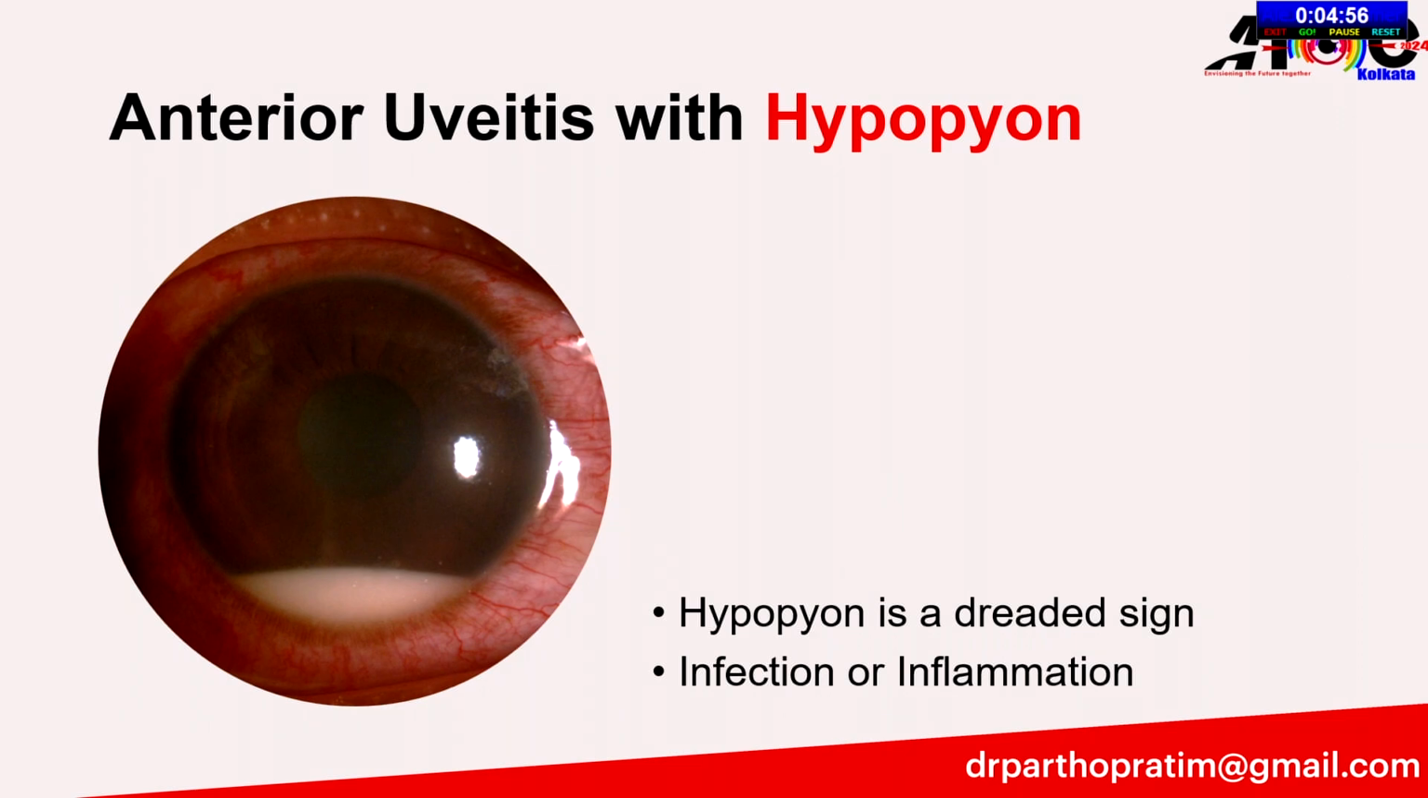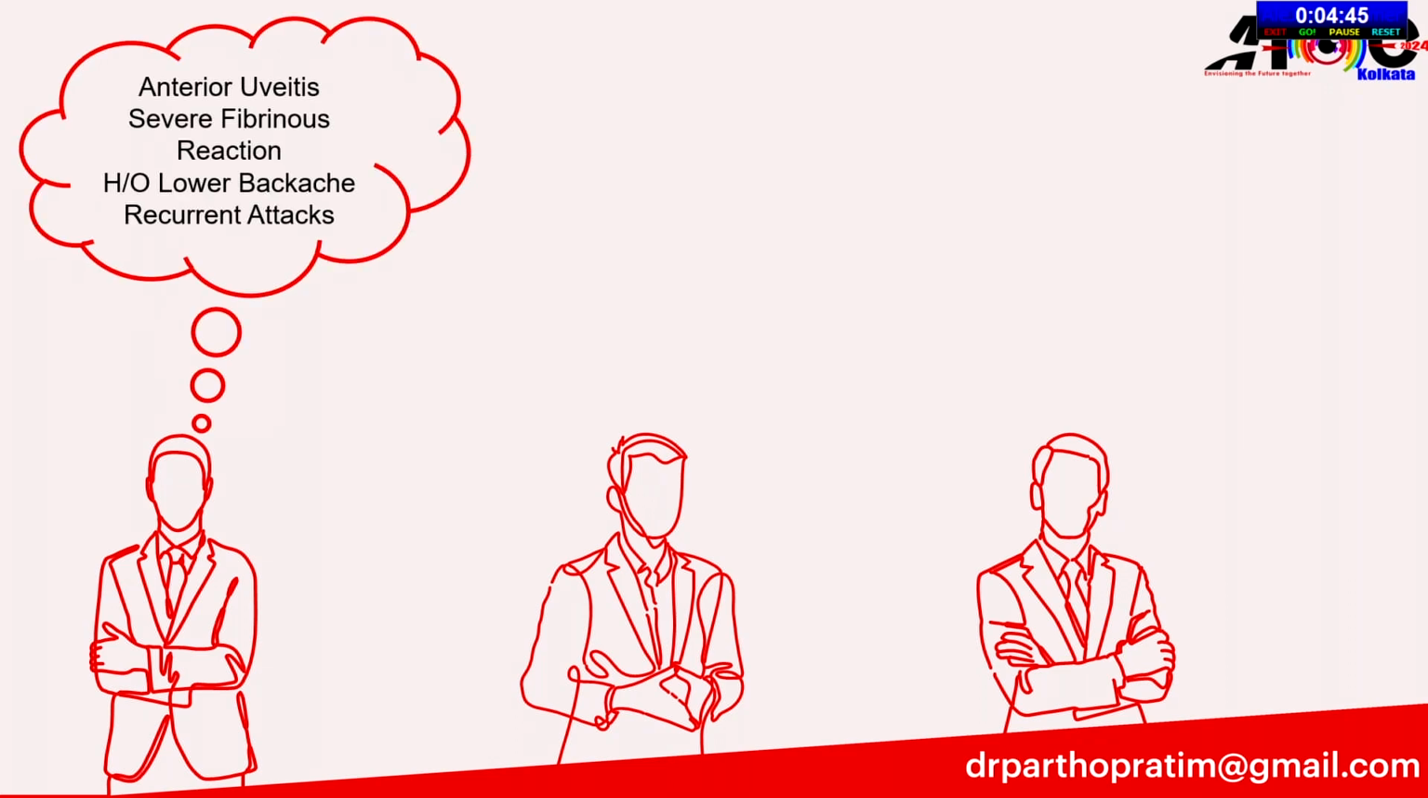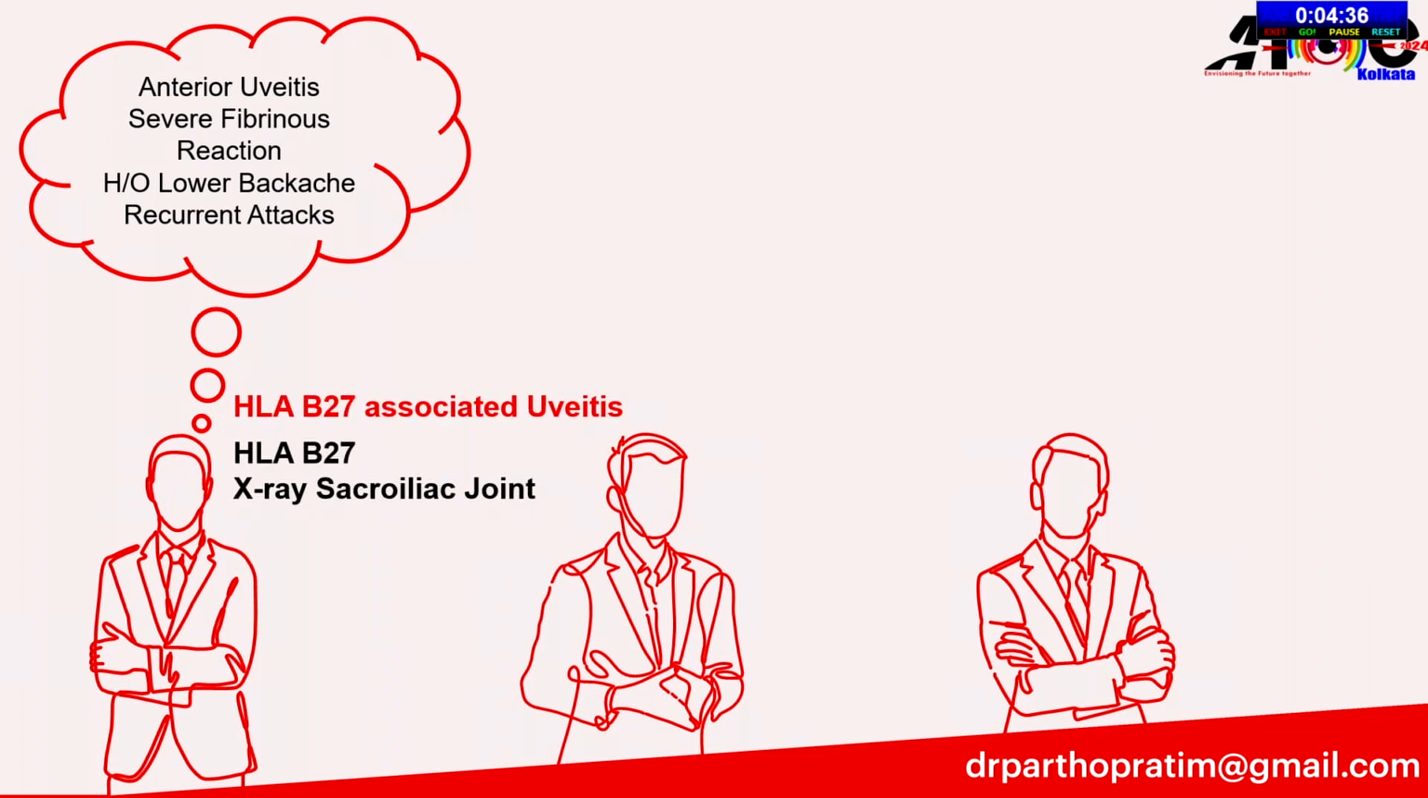Hypopyon is a dreaded sign, and it can be due to infection, and it can be due to inflammation also. Let's see the scenarios. There are three scenarios of hypopyon that can happen in a patient. In the first, the patient can have anterior uveitis, severe fibrinous reaction, lower backache, and recurrent attacks of uveitis. On investigation, you may find HLA-B27 positive, and the sacroiliac joint may show effusion. So it was a case of HLA-B27 associated uveitis.